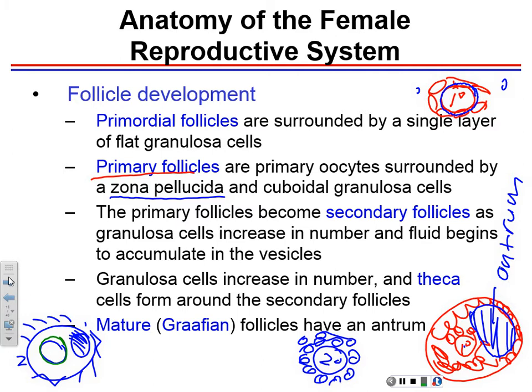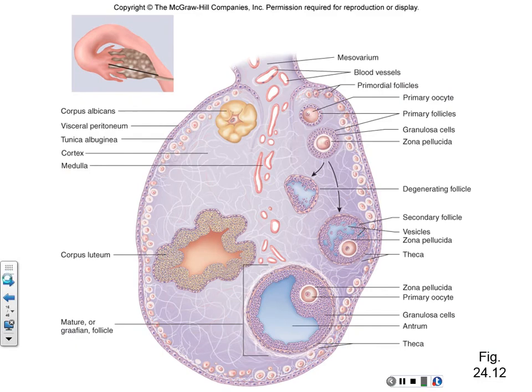And then when everything is all united and it's got the two layers on the outside and the zona pellucida on the inside, and the fluid-filled antrum is one, then it's called the mature follicle. All right? All right, stop. So that's that.